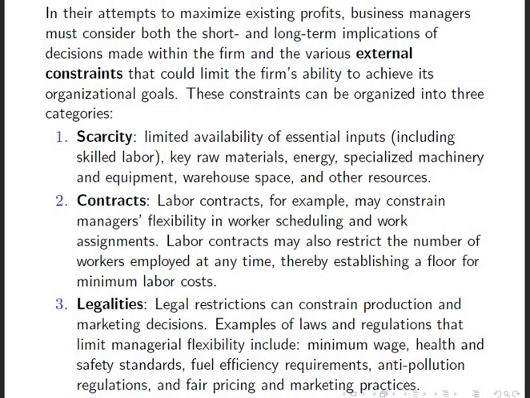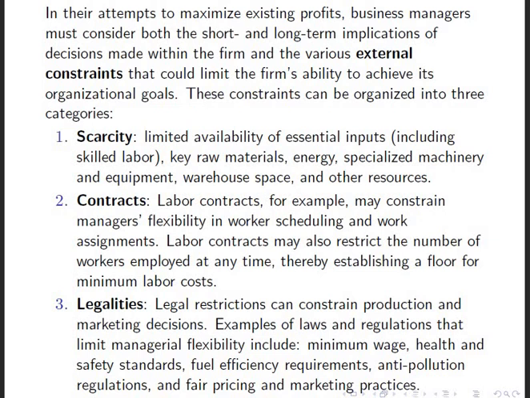Moreover, managers often face constraints on plant capacity that are exacerbated by limited investment funds available for expansion or modernization. Secondly, contractual obligations also constrain managerial decisions. Labor contracts may affect managers' flexibility in workers' scheduling. It may also restrict the number of workers employed at any time.